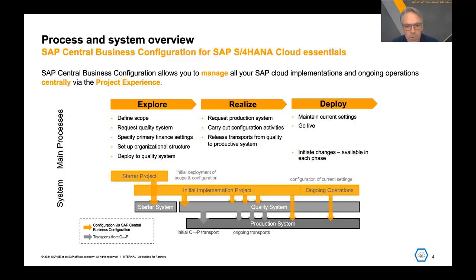You see here below in gray the connected systems, as said: starter system, quality system, and the production system. We would like to highlight this because we have news for you along with this session, and we will talk about the three-system landscape, which is something new, which we also support with the central business configuration. Having said this, I would like to move to the next page here.